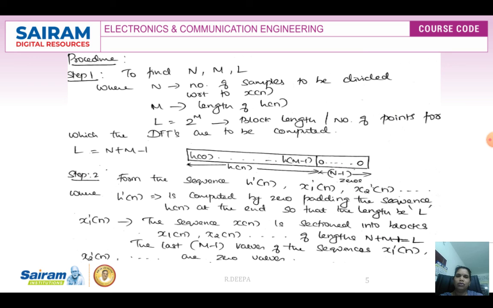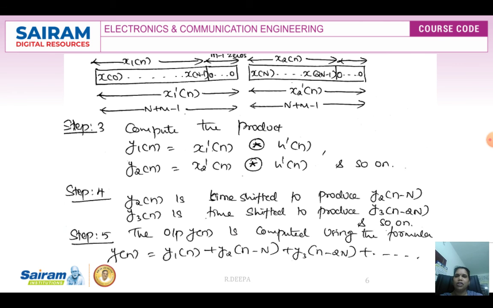In the same way you take x1 of n, x2 of n, x3 of n after dividing it into different blocks using capital N. For x1 of n you add zeros at the end so that the entire block length becomes L. In the same way you do it for x2 of n, x3 of n till the sequence ends. Step 3 is to compute y1 of n, y2 of n, y3 of n by taking the circular convolution between x1 dash of n and h dash of n. For y2 it is the circular convolution between x2 dash of n and h dash of n.